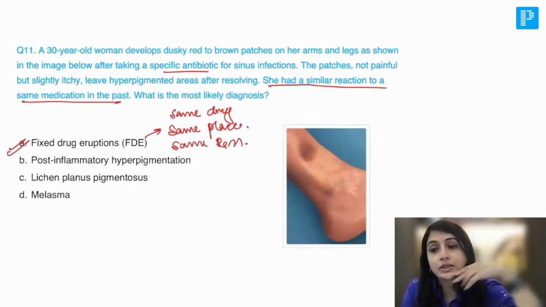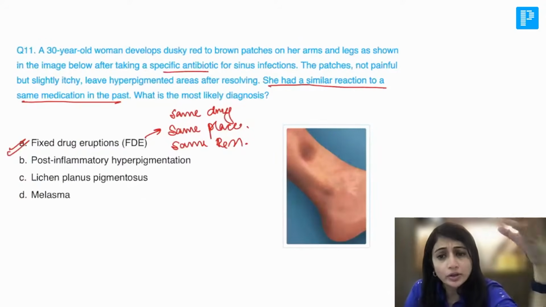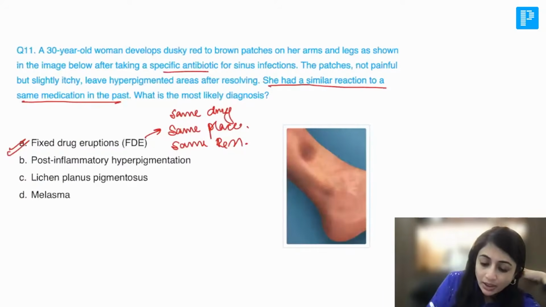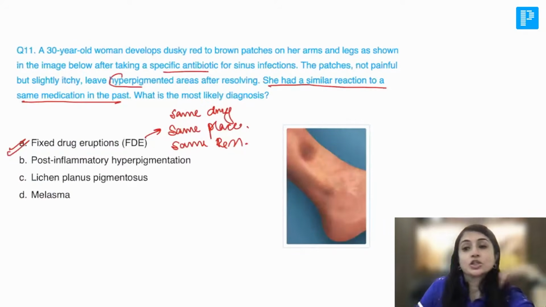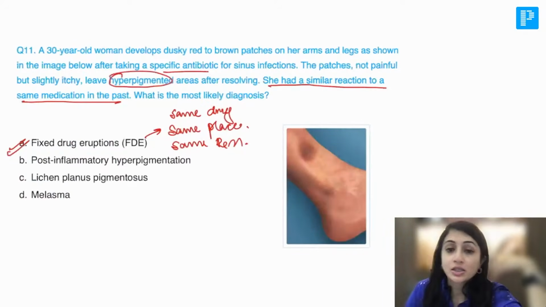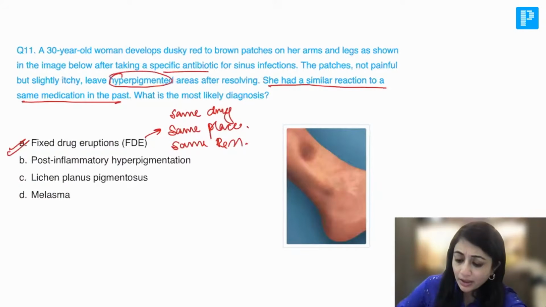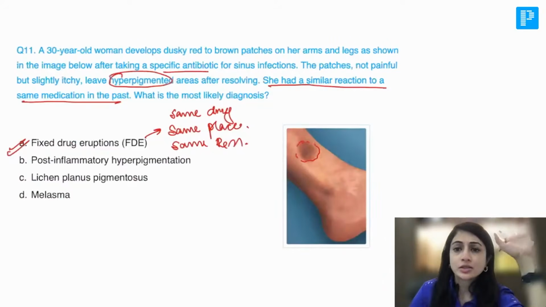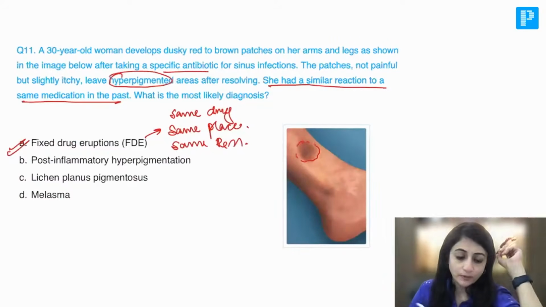It happens after intake of an antibiotic or any drug. Patient develops itchy lesions, and very typically it heals with pigmentation. It heals with pigmentation, and this is very classical, a circular pigmented lesion on a particular area of the body. Post-inflammatory hyperpigmentation will not recur. It is not like in lichen planus pigmentosus or melasma, right? So I hope there is no confusion here. This is a very, very straightforward question.